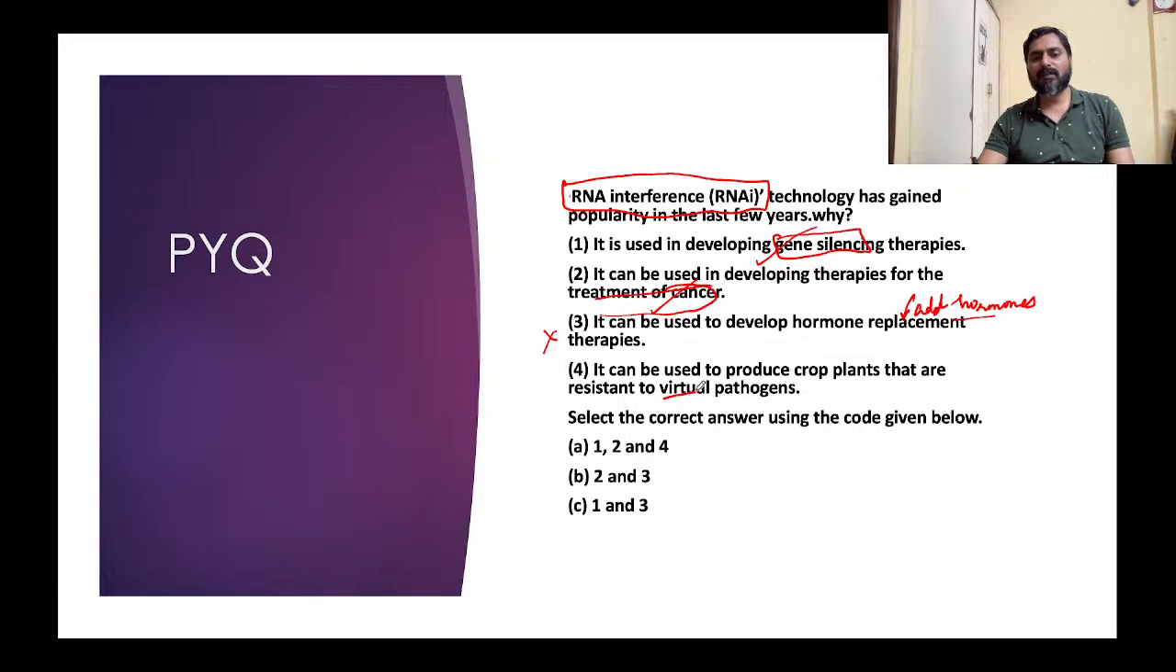This is not virtual, this is viral pathogens. So it can be used to produce crop plants that are resistant to viral pathogens. There could be presence of some genes in the plant that is making it vulnerable to pathogens. So what we can do in such scenarios is that we can silence those genes. So in that scenario, yes, it can be used for this. So this is correct, this is correct, and this is also correct.